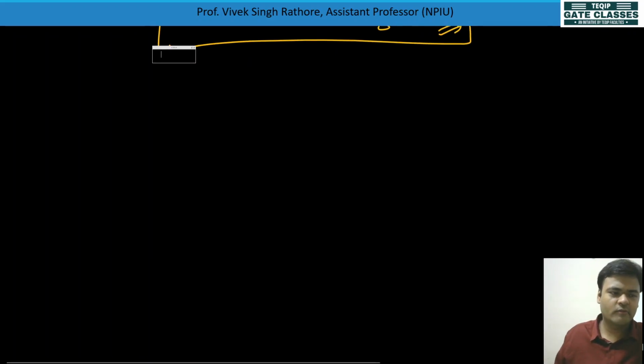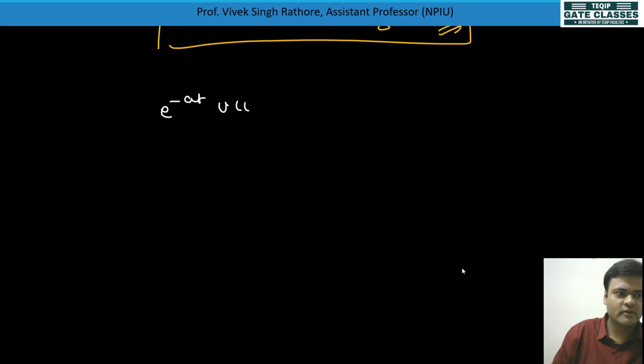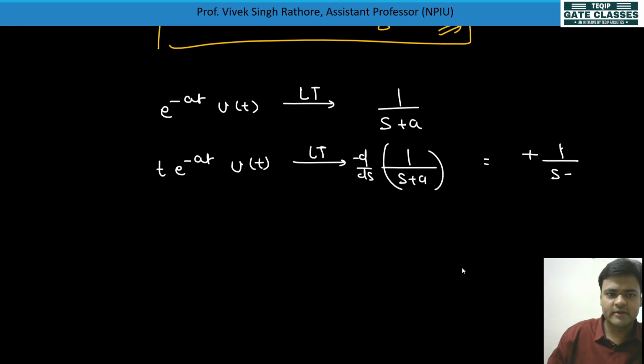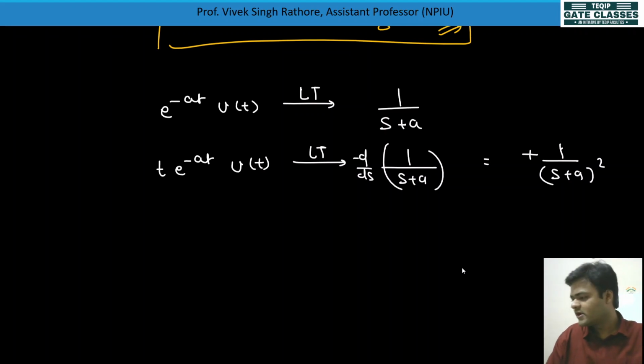We can apply this formula to another signal also. Say you have been given the signal e to the power minus at u of t. What will be the Laplace transform? It will be 1 by s plus a. Now if you multiply t into e to the power minus at u of t, what Laplace transform will we get? Minus d by ds of 1 by s plus a, and this will lead to plus 1 by s plus a whole square.